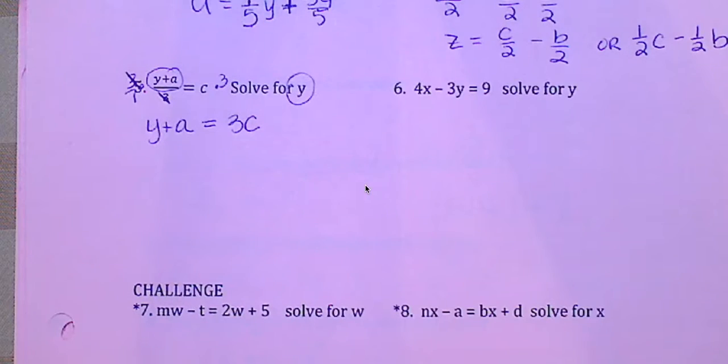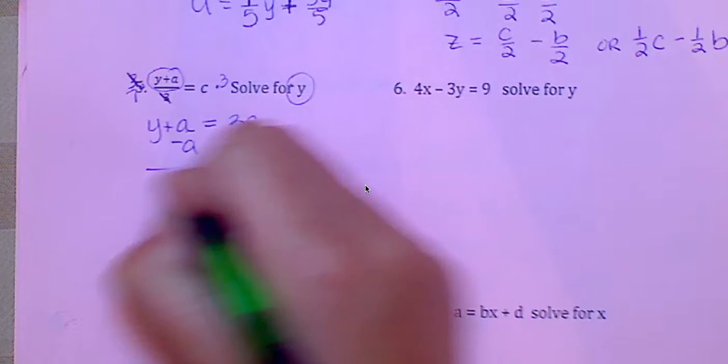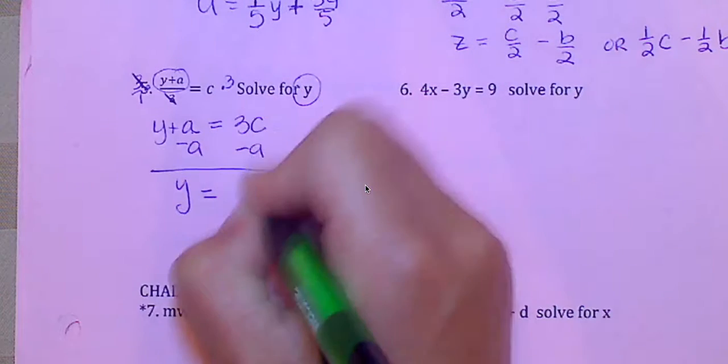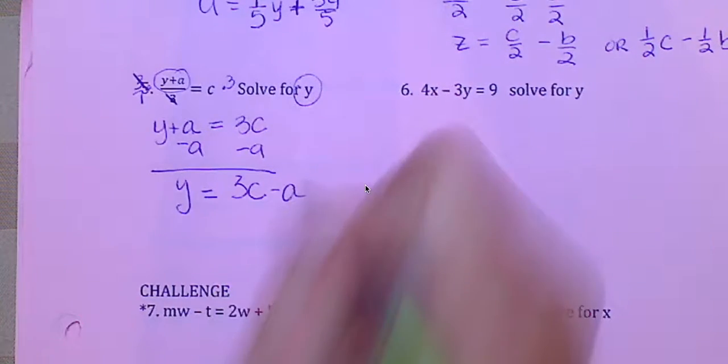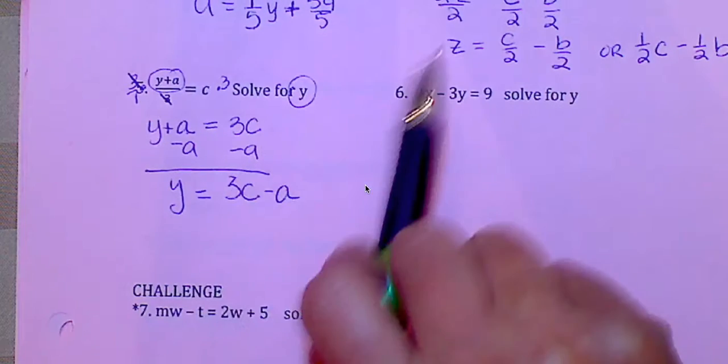Refocus again. We're solving for y. I always remind myself after each step what we're solving for, and that should be easy. We just need to get rid of this a. So we subtract a from both sides, and we get y equals 3c minus a. So these sometimes look trickier, but this one was actually easier than these other two.